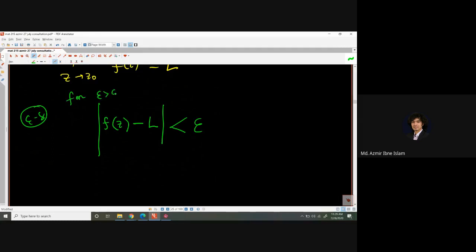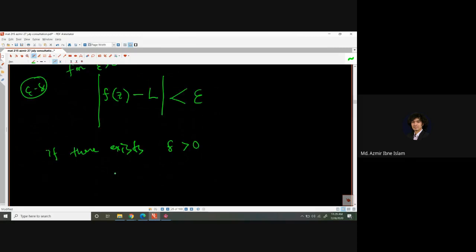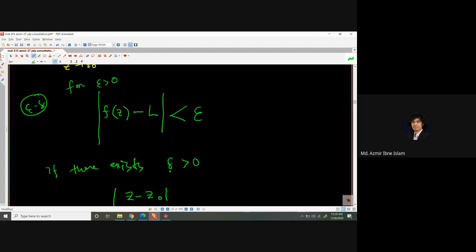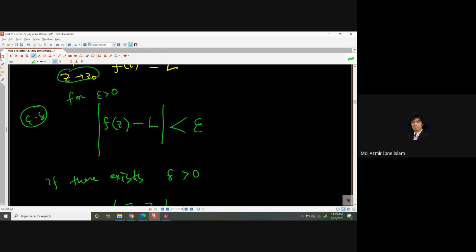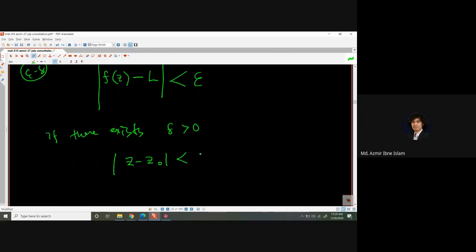For epsilon greater than 0, if there exists a delta that is also a positive value, that means if it is possible to find delta greater than 0 such that we can write in this way: the absolute value of z minus z0, from where it is coming, here you can see z0, must be less than delta. You will understand this concept.